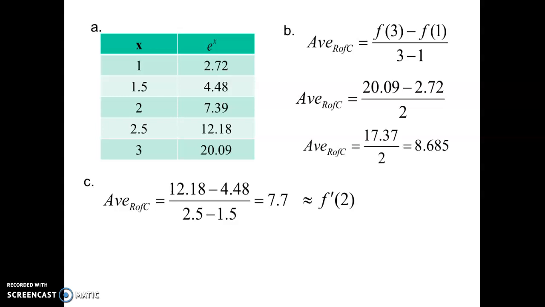So if we just have a table of values and we don't have an algebraic function that we can use the formula that we did in the last example, then we just use the data and get a little bit above and a little bit below the point where we're looking at the curve.